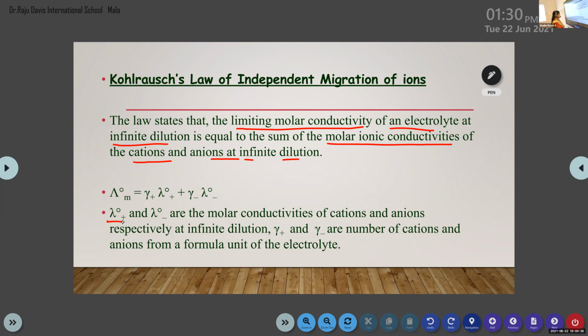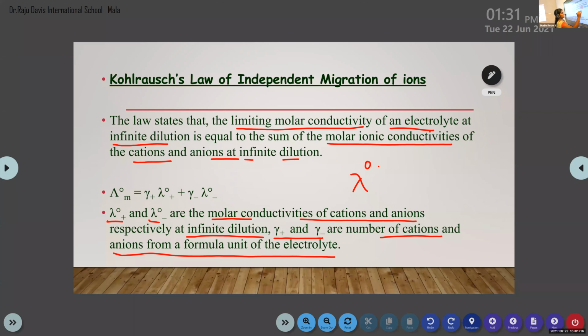This lambda plus 0 and lambda minus 0 are the molar conductivities of cations and anions respectively at infinite dilution. The 0 is there, right? Lambda 0 means maximum dilution, or at 0 concentration. And this nu plus and nu minus are the number of cations and anions from a formula unit of electrolyte.